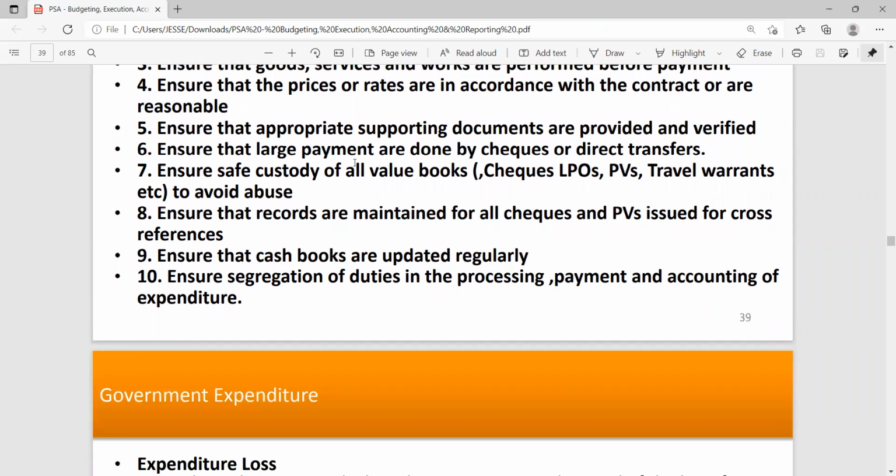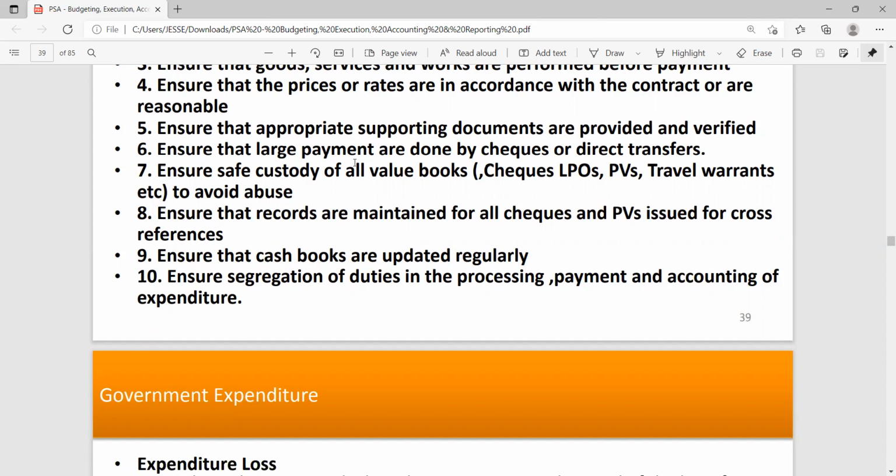And one key control that sometimes is not talked about is segregation of duties. This is extremely crucial, right? So ensure segregation of duties in the processing, payment, and accounting of expenditure, right? So the person who processes the expenditure or pays the expenditure should be different from the one who accounts for it. That's what we call segregation of duties.